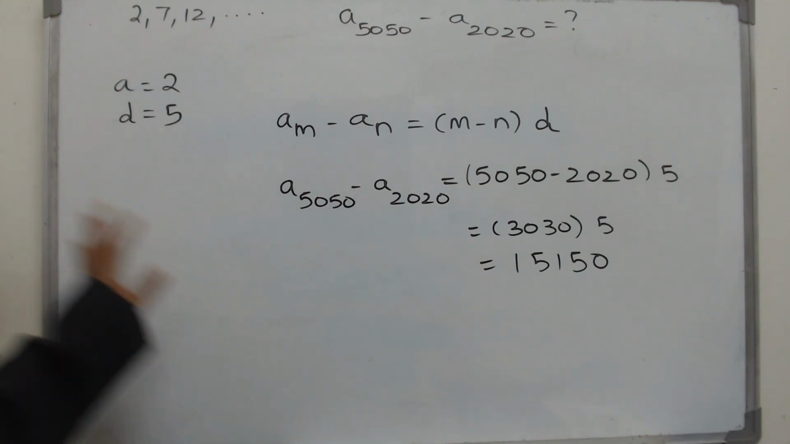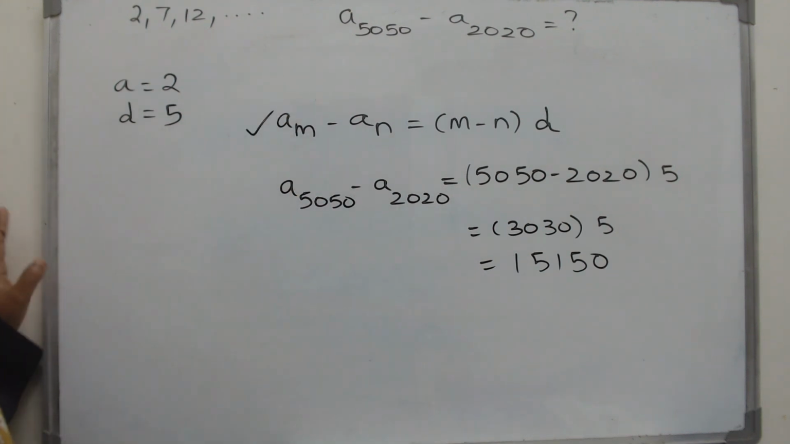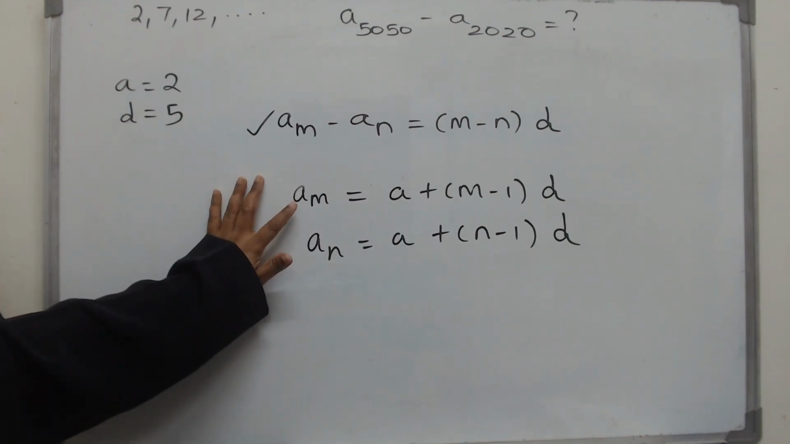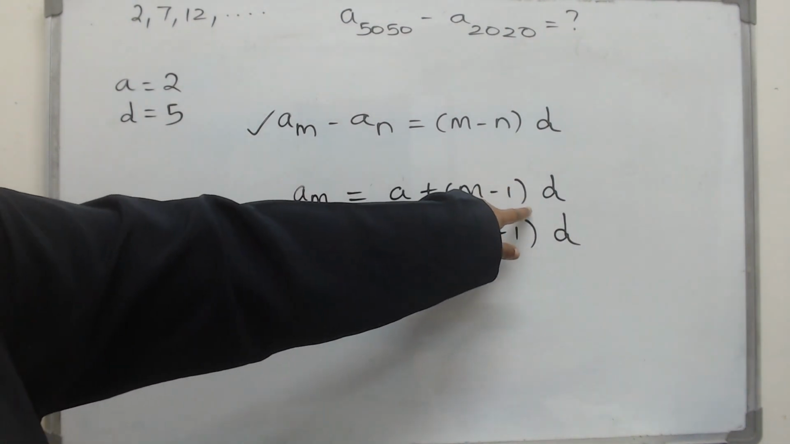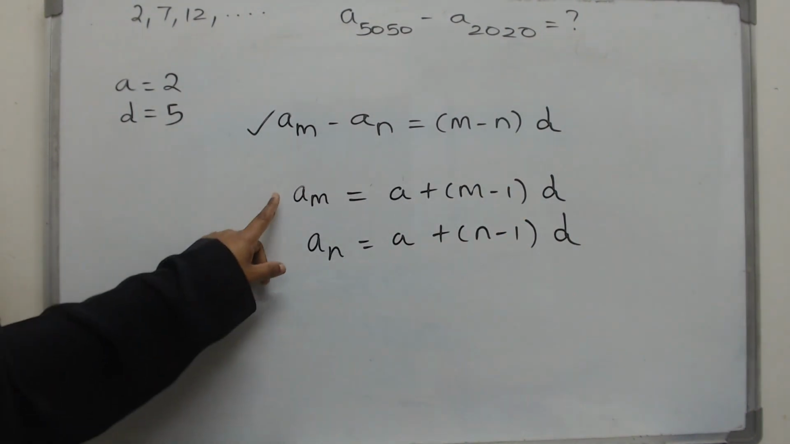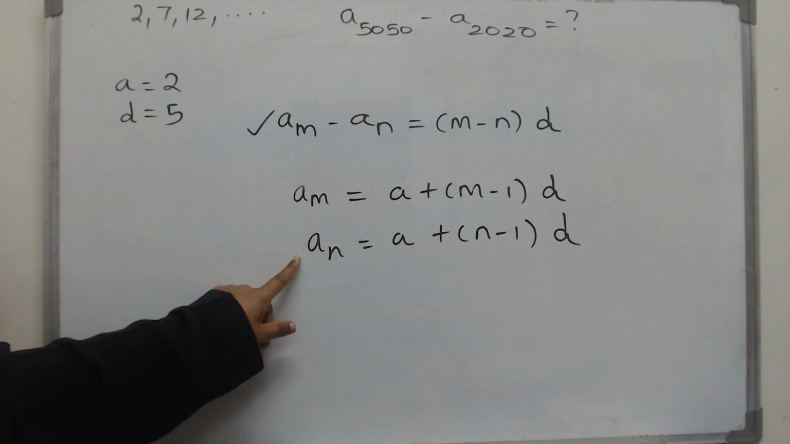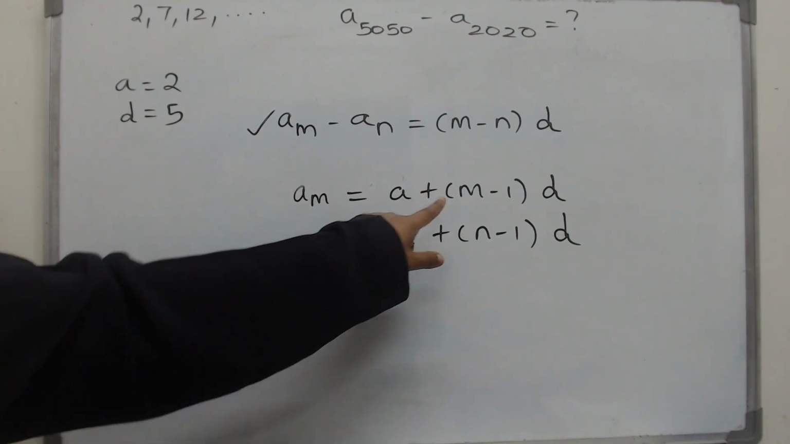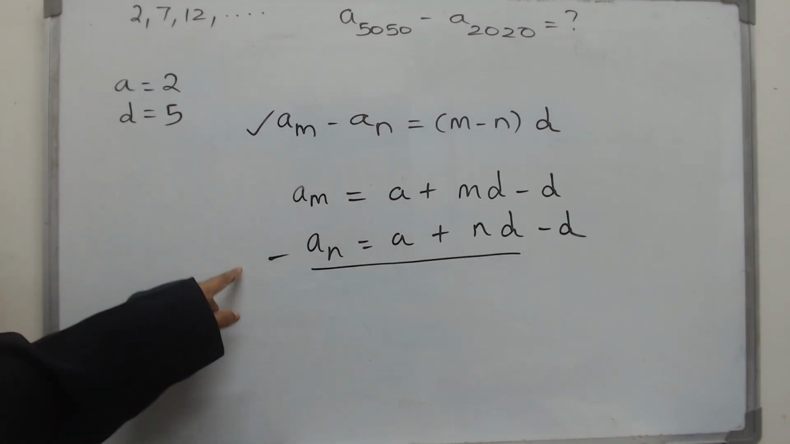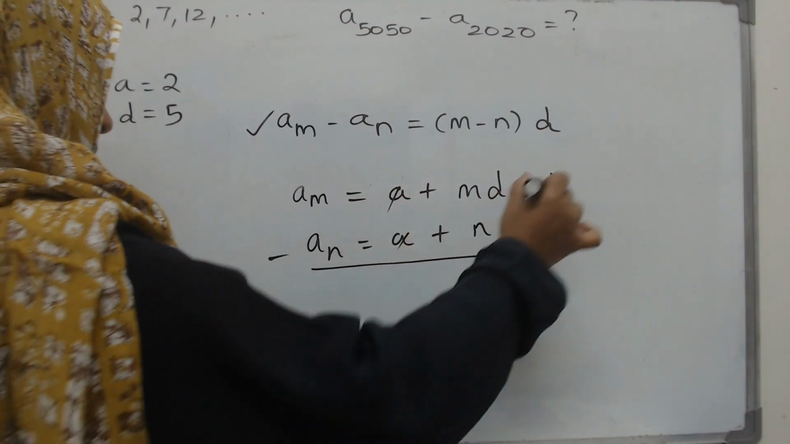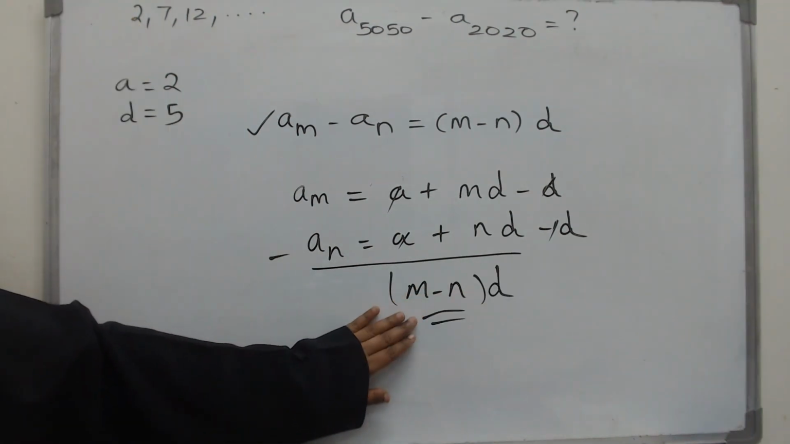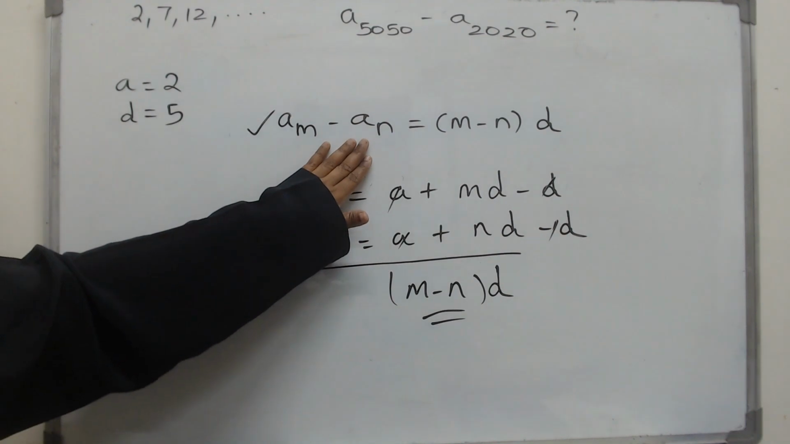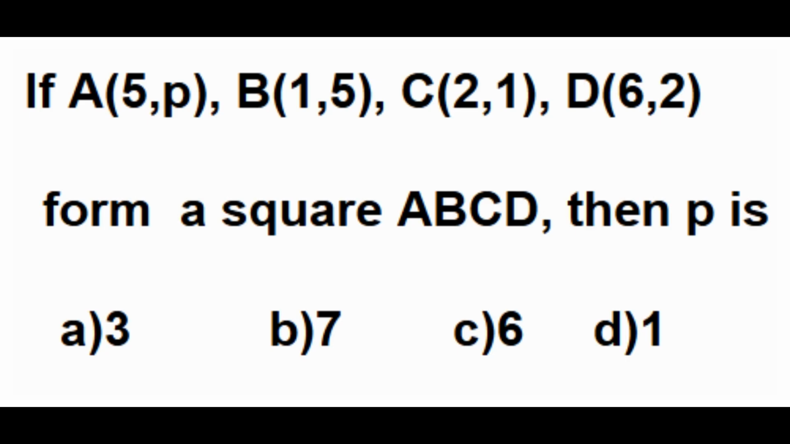But then if you are wondering how we got this formula, then let us have a quick recap. Now the mth term of an AP whose first term is A and the common difference is D is given by such a formula. The nth term is given by such a formula. Open the brackets, then subtract. All the like terms get cancelled and you are left with just this term. That is what we use to solve the problem. That's all.